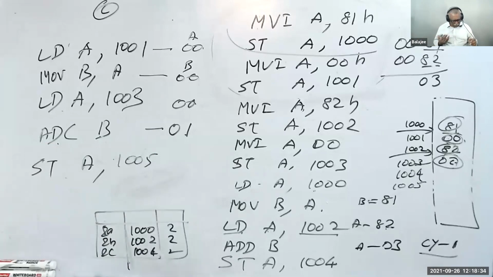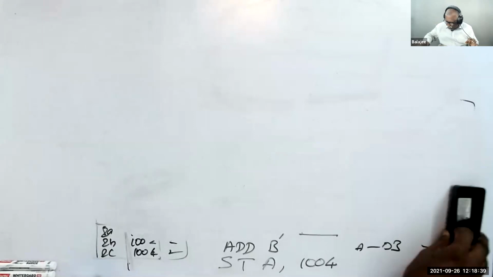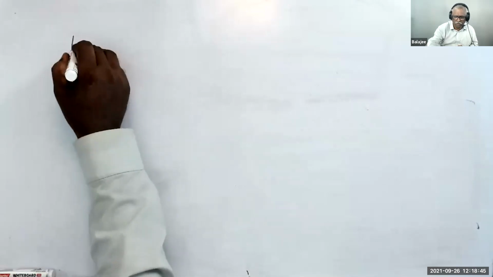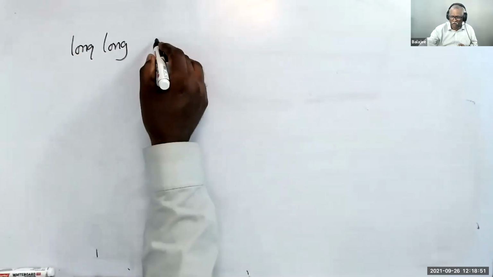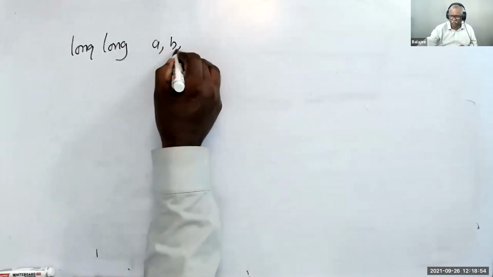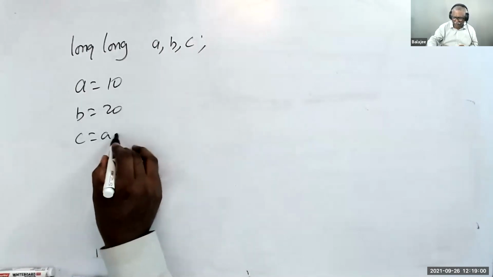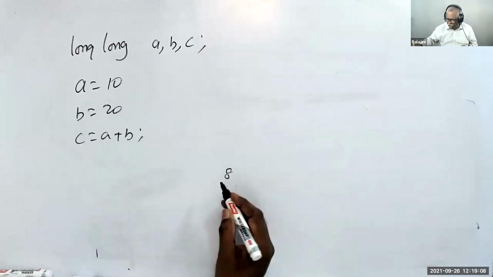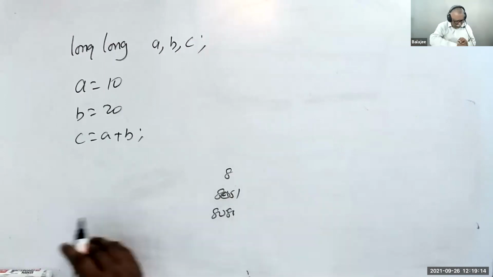How much time will it take? If you say long, let us write this. Long A, B, and C. A is equal to 10, B is equal to 20, C is equal to A plus B. If you write this on any of your ATmega 8-bit, the Arduino board, your 8051 or your 8085, anywhere, they all will do the same thing.